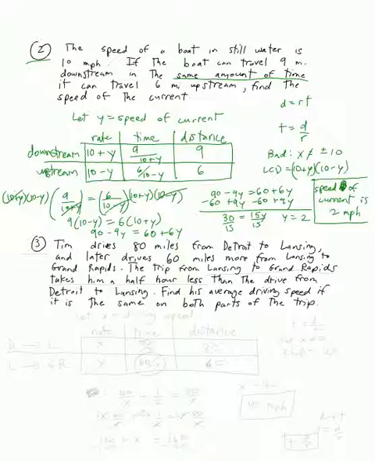Okay, let's do one more. This is going to be a hard one. Tim drives 80 miles from Detroit to Lansing and later drives 60 miles more from Lansing to Grand Rapids. The trip from Lansing to Grand Rapids takes him a half hour less than the drive from Detroit to Lansing. Find his average driving speed if it's the same on both parts of the trip.